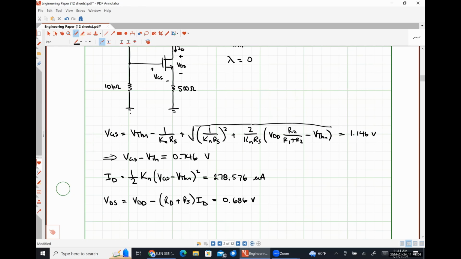0.686 volts. So is this device in saturation or not? No, because VDS is less than VGS minus VTH, right? So those are the two figures of merit that we are comparing. If VDS is less than VGS minus VTH, then our assumption of saturation mode operation is incorrect. Ryder, how may I help you?